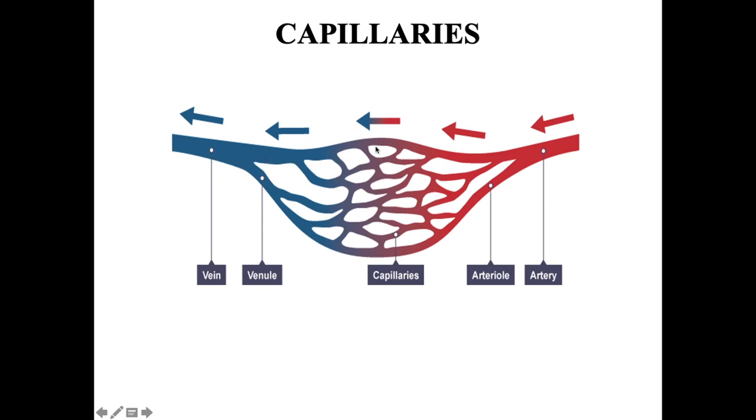Here you can see there is a mixture of color. That means this part contains both the oxygenated and the deoxygenated blood. Slowly, because of the process of diffusion, the oxygen diffuses into the cell and the carbon dioxide diffuses out, and it is carried back from the capillaries to the venules and to the vein.